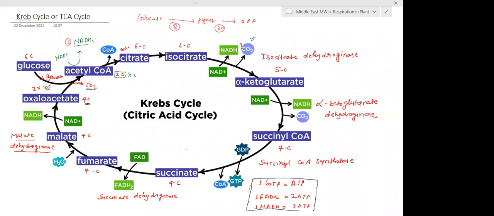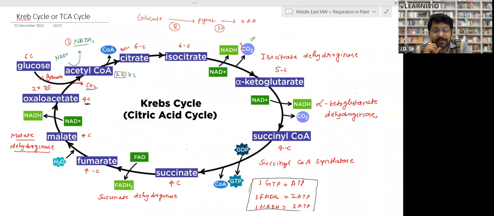Yes, sir. Otherwise, this is a very complex cycle. It's really very difficult to remember and recall.